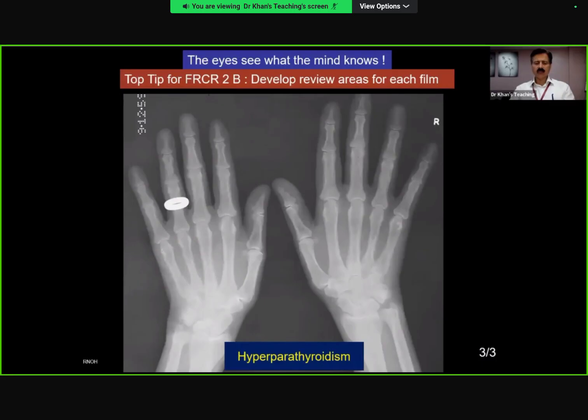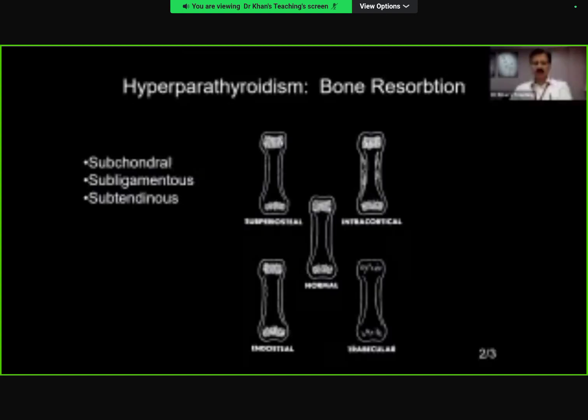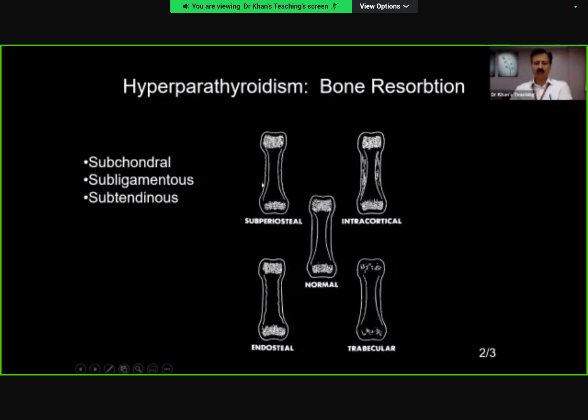And hands, and this is a film of hyperparathyroidism. Actually, what happens in hyperparathyroidism is that there is all kinds of resorption of bone. And we will cover hyperparathyroidism on this Saturday. But there is an entity we call subperiosteal bone resorption. When there is subperiosteal bone resorption, the outline of the periosteum occurs fuzzy and indistinct.